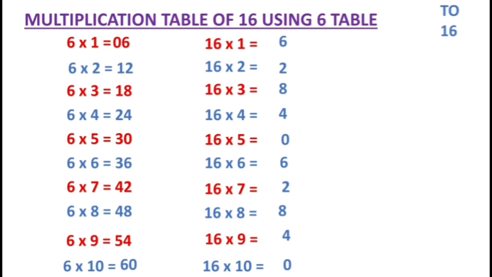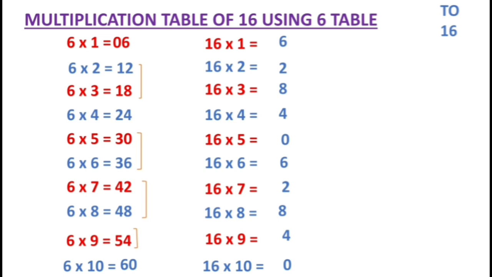Now 6 is different counting. 6, 12, 18 have the same tens place. 24 has a different tens place. 30, 36 have the same tens place. Again 42 and 48 have the same tens place. 54 has a different tens place. Wherever the tens place is changing, we will add plus 1 to the sum. Only that is the rule we have. That's it.